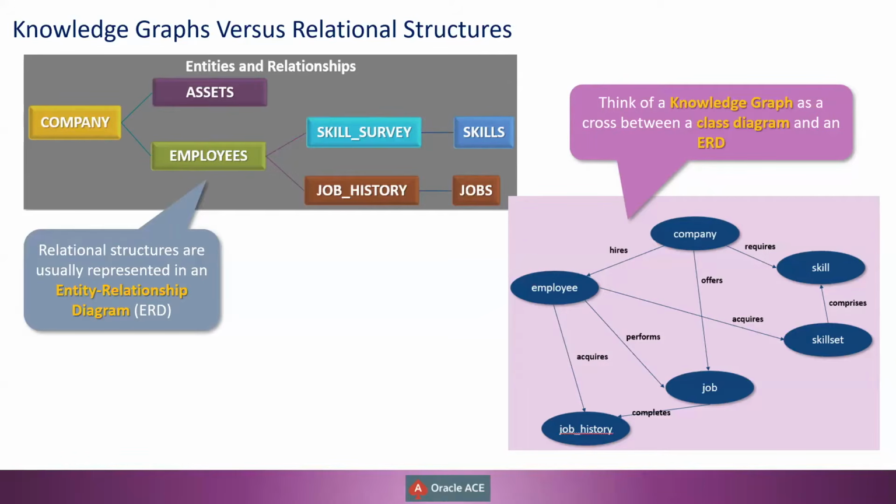In this case, I've got a class diagram, and notice it's a little different than an ERD because a company offers a job. Company hires employee. Employee acquires skills. Companies require skills as well, right? Again, there's already an element here of implied knowledge and relationships.